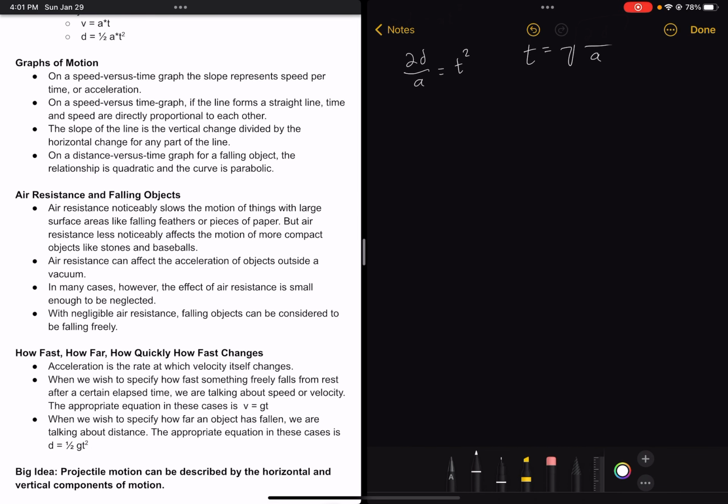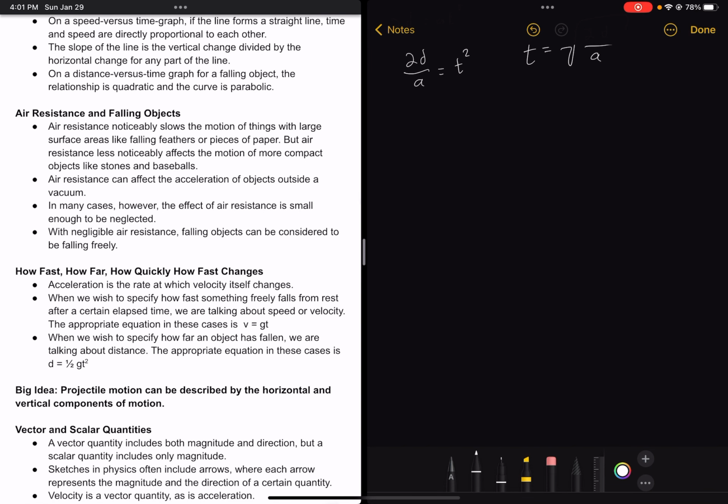Okay, so graphs of motion. Make sure you understand that on a speed versus time graph, the slope represents acceleration. And then on a distance versus time graph, the slope represents the velocity, right? So let's look at these two graphs. Let's say we have a position time graph, and we're looking at an object that's moving at 5 meters per second.